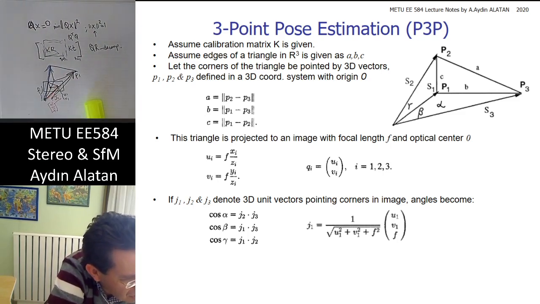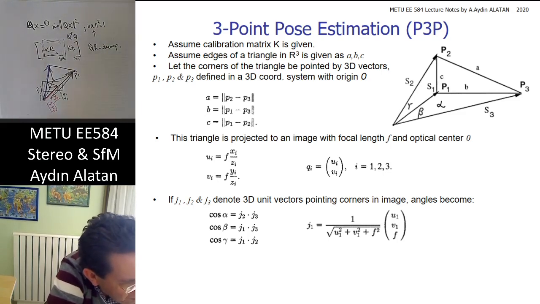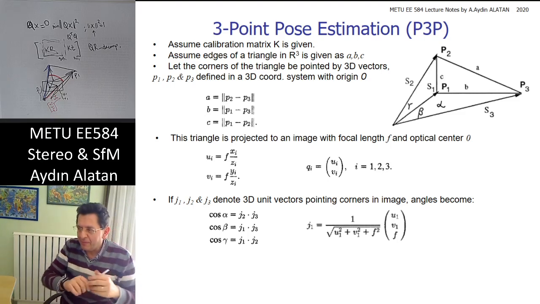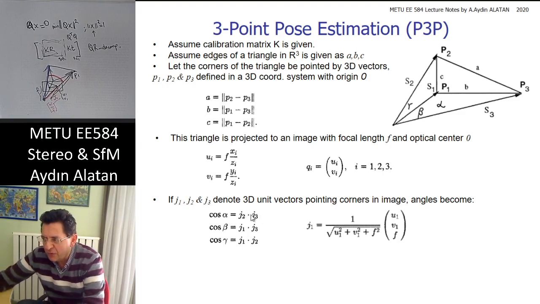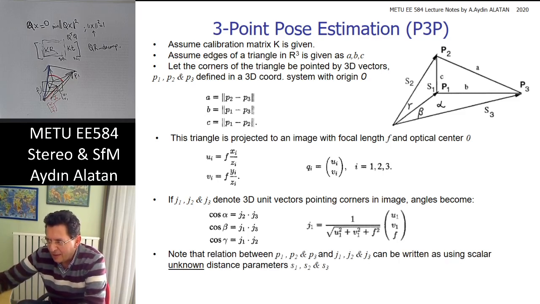Please note we have an angle in between them. Obviously, if we take the inner product between the unit vectors, that will give us those angles. There are three angles. We call them alpha, beta, gamma. And I obtain the cosine of these angles by just taking the inner product between them.